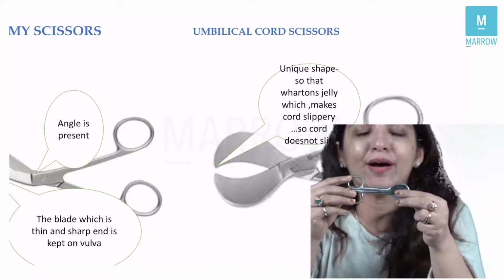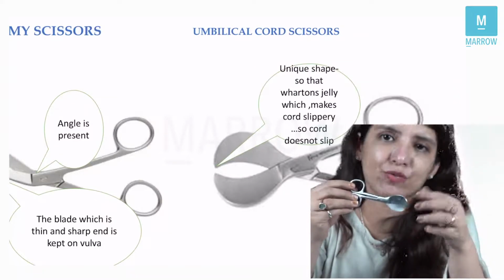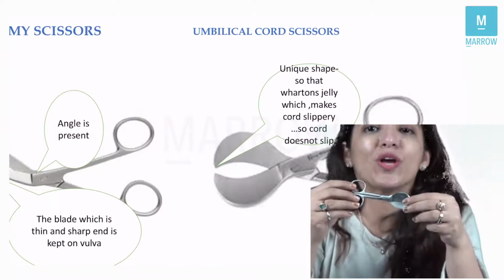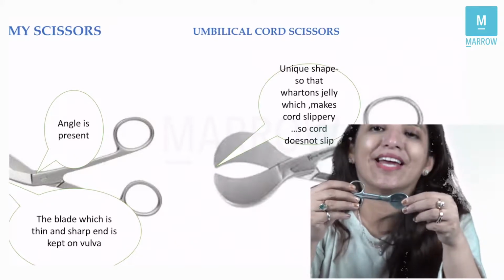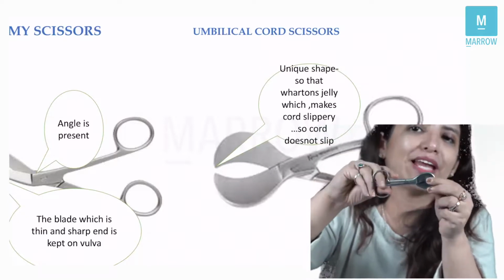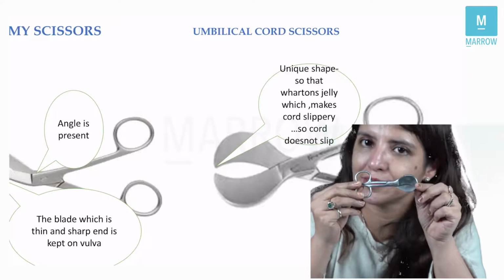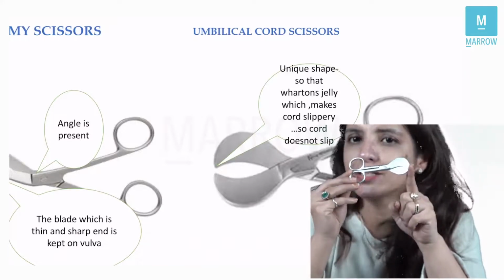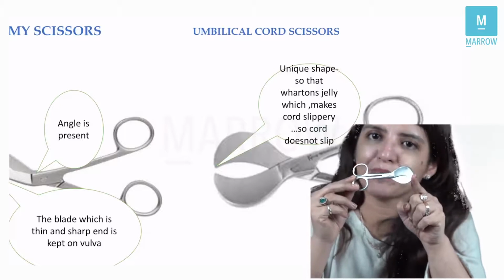Now, normally the umbilical cord is very slippery because of the Wharton's jelly, which is the special connective tissue of the cord. So, if you try to cut the umbilical cord with the normal scissors, then it gets slipped. So, we have the special scissors for cutting the umbilical cord, and that is a cord cutting scissor. The moment you get this instrument in your hand, you know the questions which can be asked.